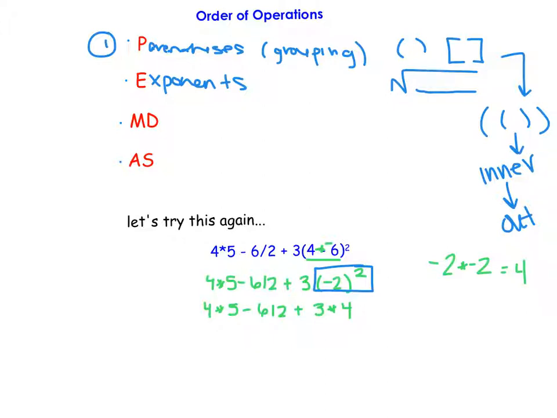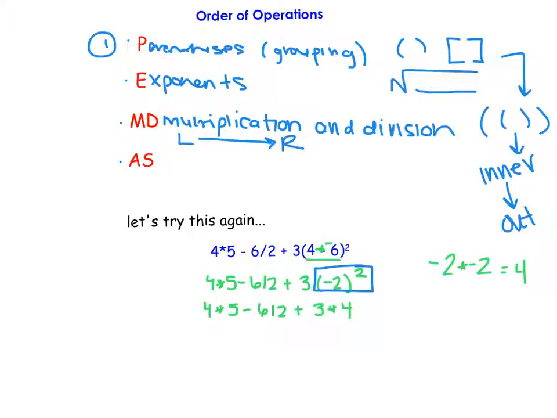Then I move on, once I'm done with all of my exponents, to the MD, which stands for multiplication and division. And these happen together. And how we choose which multiplication or division to do first is we evaluate from left to right. So here I can see that I have a multiplication, and I have a division, and I have another multiplication. I can see that all right in here. So I'm going to start from left to right.